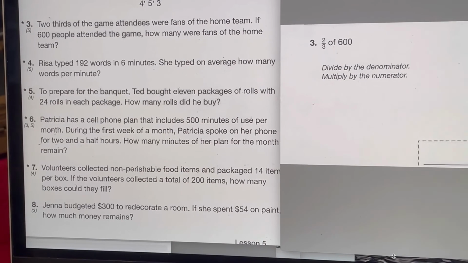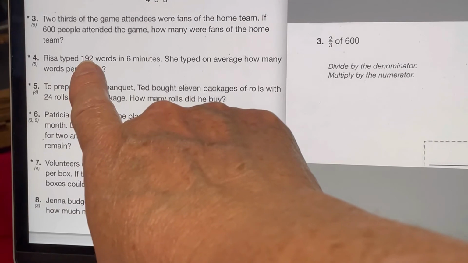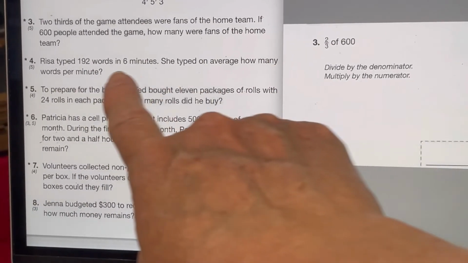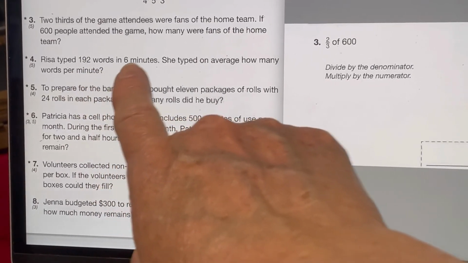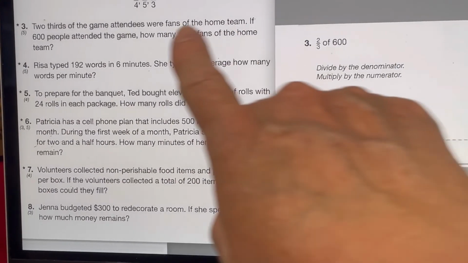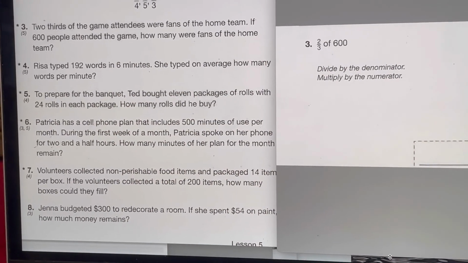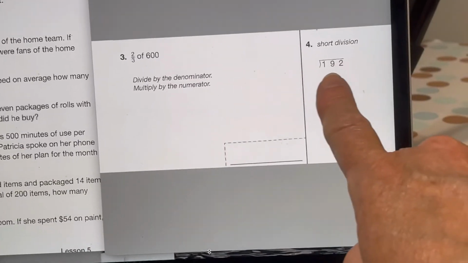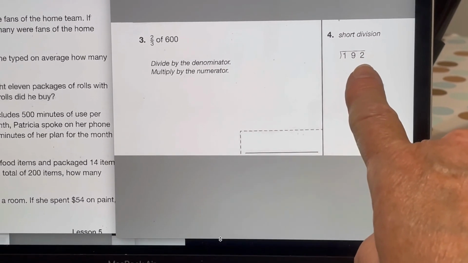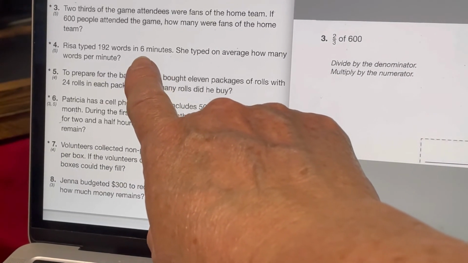Okay, number 4. Look over at 4 in the book. Risa typed 192 words in 6 minutes. She typed an average how many words per minute? Here they set up part of the problem for you. But you have to look over here to finish setting up the problem. And they're telling you how to do it. But they're giving you a little hint. They're not giving you everything. You have to look at the book to see what you're supposed to divide by.